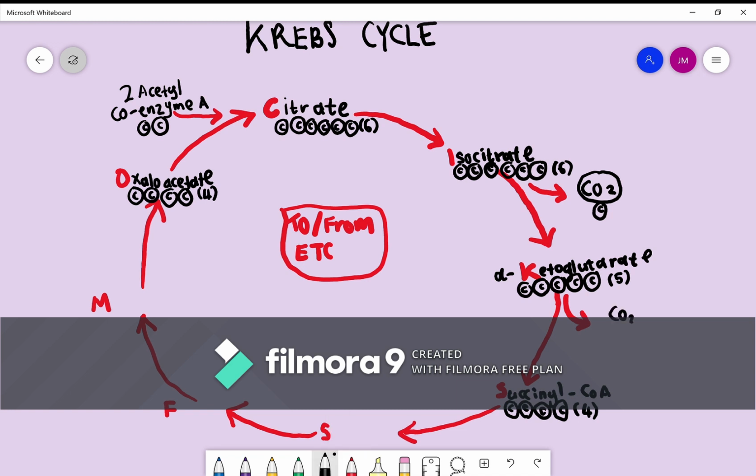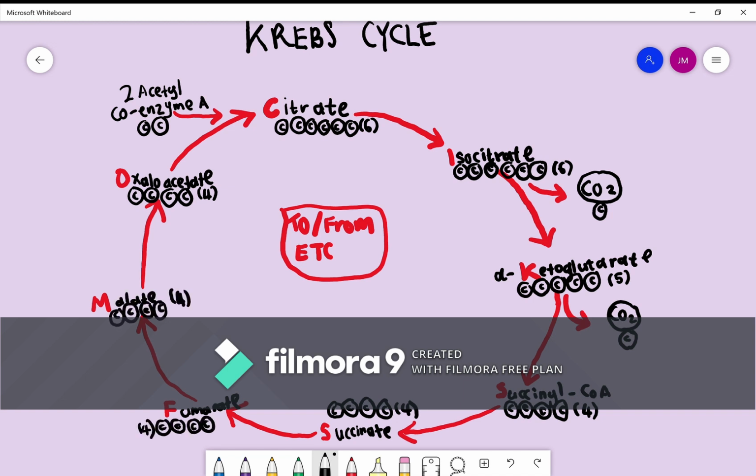Next up is a molecule called succinate, which also has 4 carbons. Then comes fumarate, which has 4 carbons, and then malate, which too has 4 carbons. We also add a molecule of water here to get this final molecule. Last, malate is converted back into oxaloacetate, the place where we started, and the cycle begins for the second time.